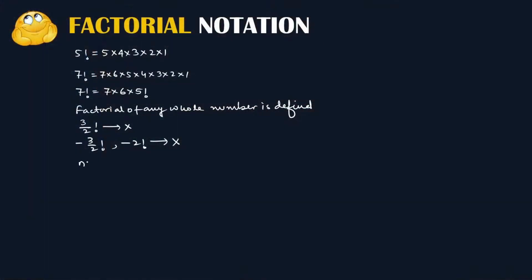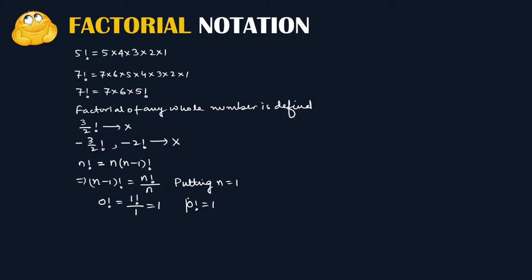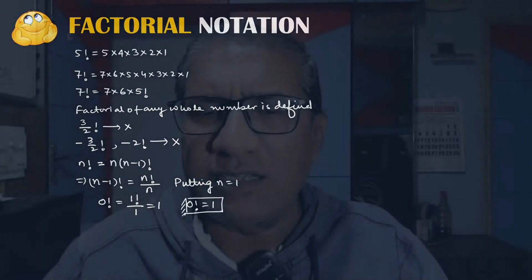Now, if I say factorial n, it is basically n into (n minus 1) factorial. So from here we can write (n minus 1) factorial is factorial n divided by n. Now in place of n, if I put 1, on the left hand side we get factorial 0, and on the right hand side we get factorial 1 by 1, which gives us 1. Therefore, factorial 0 is 1. We have to remember this result.